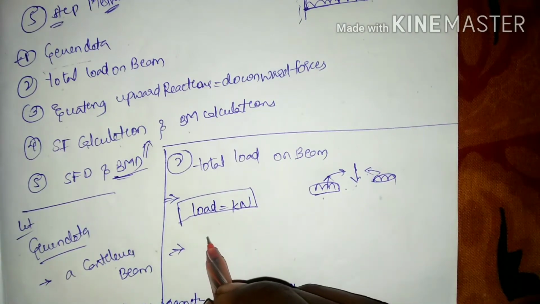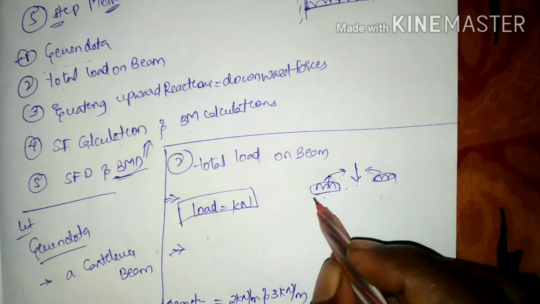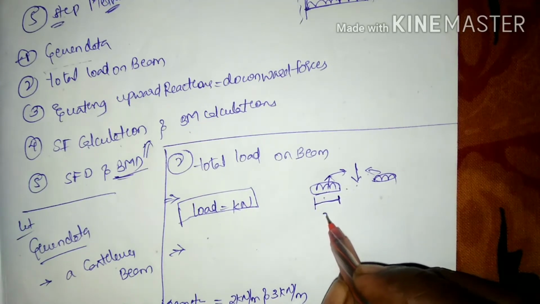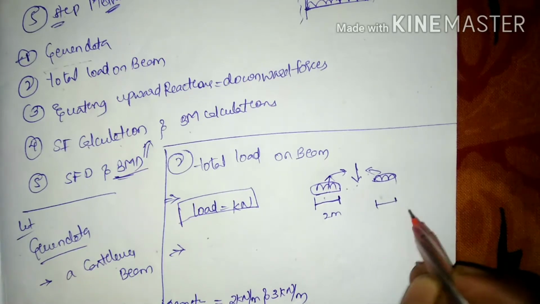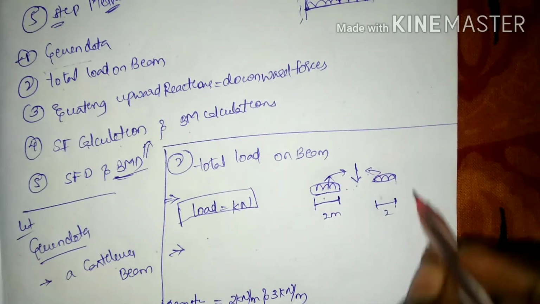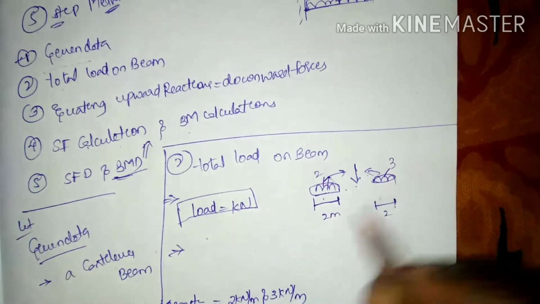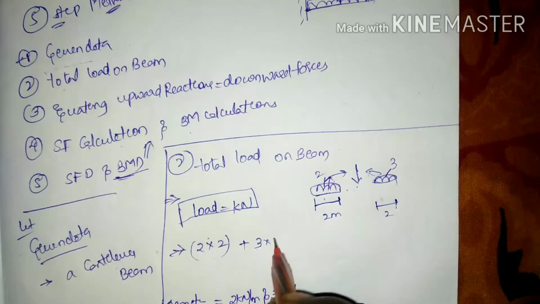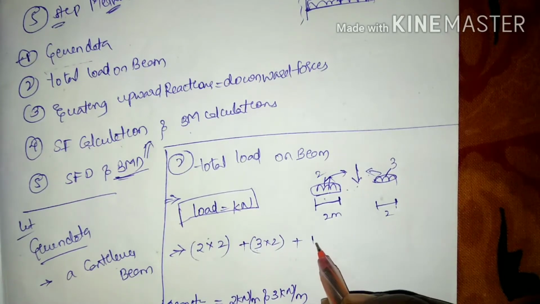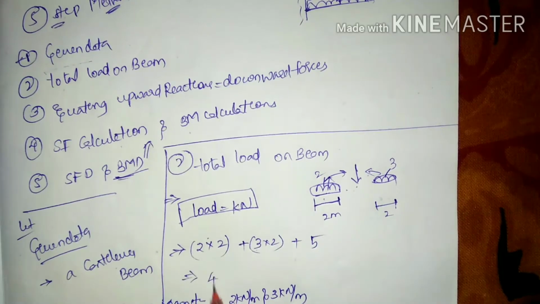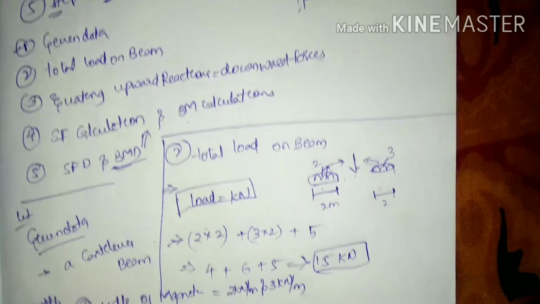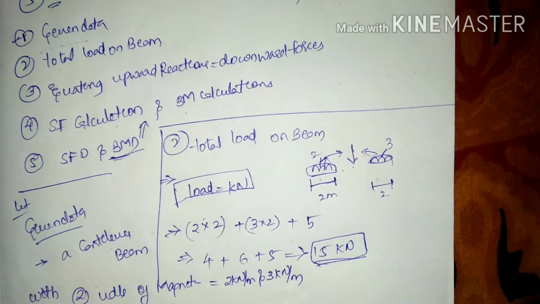To convert the UDLs to point loads, we have to multiply by the distance over which each acts. Here it is 2 meters with magnitude 2, and the end UDL is 2 meters with magnitude 3. That is 2 into 2 plus 3 into 2 plus the point load 5. That gives 4 plus 6 plus 5, which is 15 kilonewtons on the beam. The total load on the beam is equal to 15 kilonewtons.